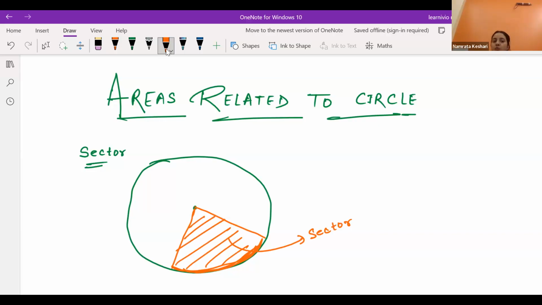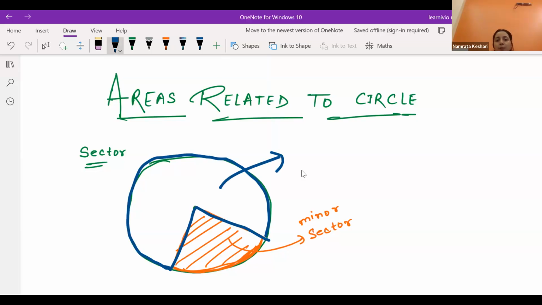Since it is the smaller one, we'll call it the minor sector, and the bigger one, you can see one more sector over here. Another arc, this much arc, is also giving us an area. This arc with the same radii is giving us this area. This is called the major sector.